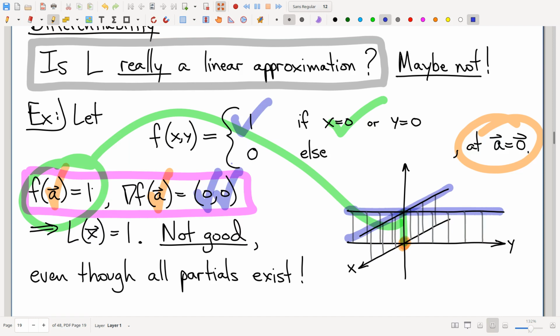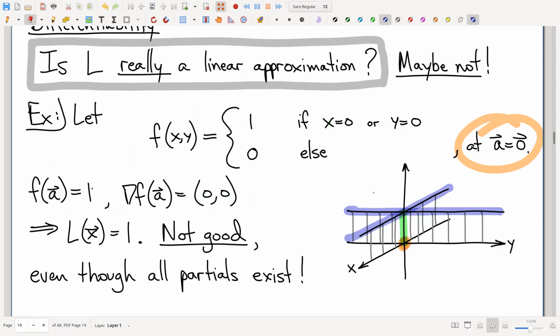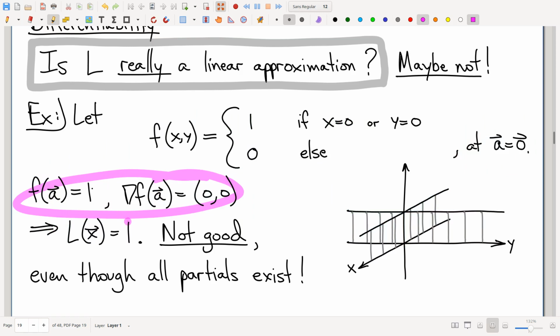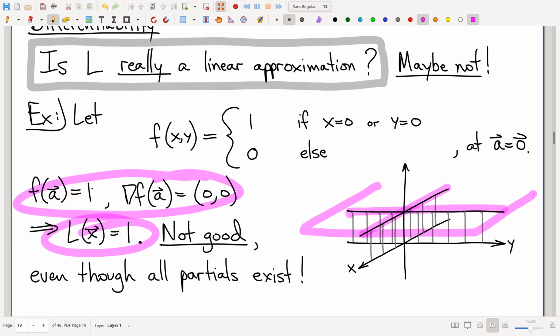And so all this together, just looking at the value of the function and the value of the partials, our linear approximation based on those is just 1 itself. So I'm going to try to represent that. There's your linear approximation. The value is just flat 1. The graph then of the linear approximation is z equals 1.